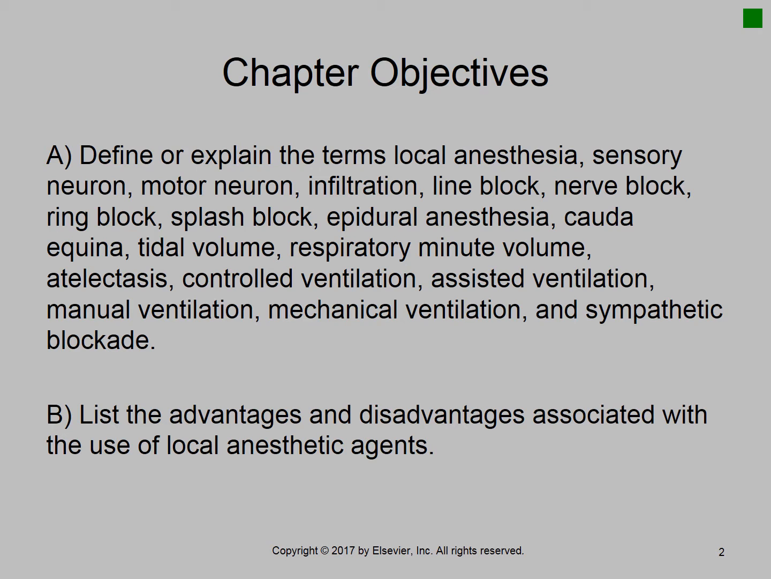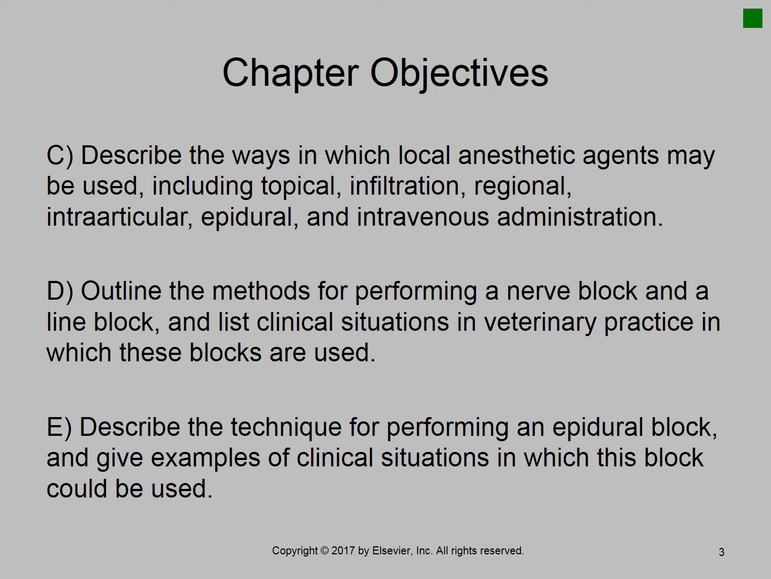B, list the advantages and disadvantages associated with the use of local anesthetic agents. C, describe the ways in which local anesthetic agents may be used, including topical, infiltration, regional, intra-articular, epidural, and intravenous administration. D, outline the methods for performing a nerve block and a line block and cite clinical situations in veterinary practice in which these blocks are used.